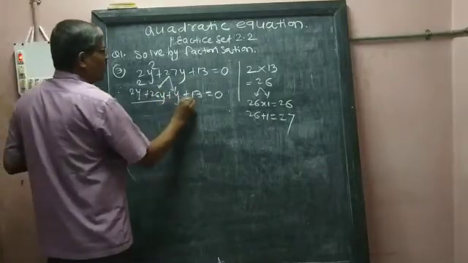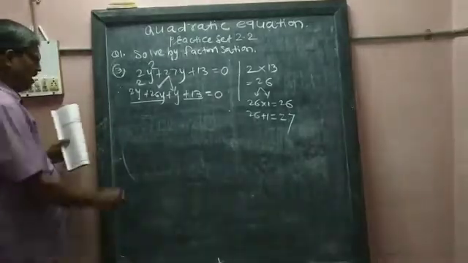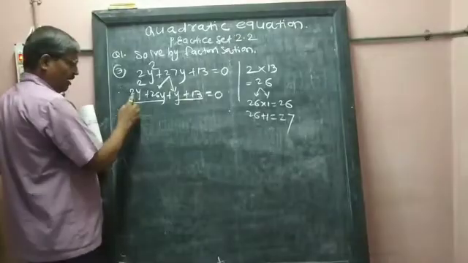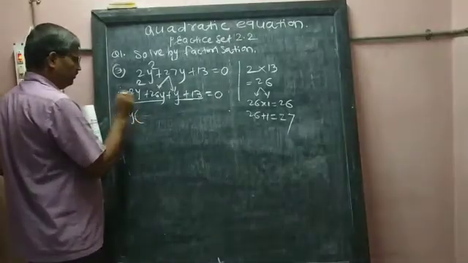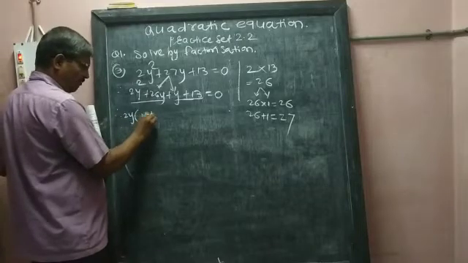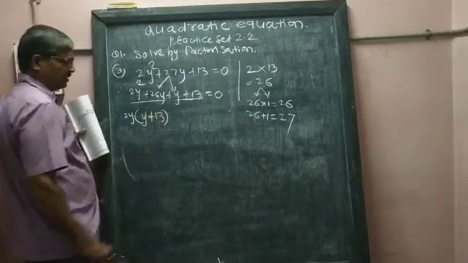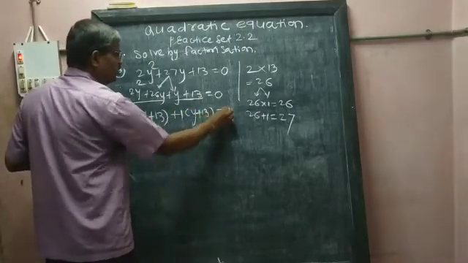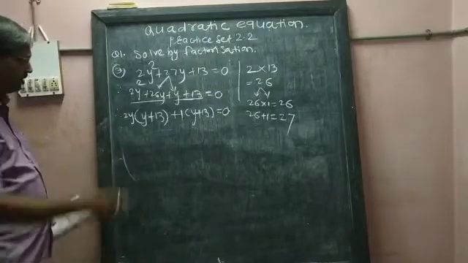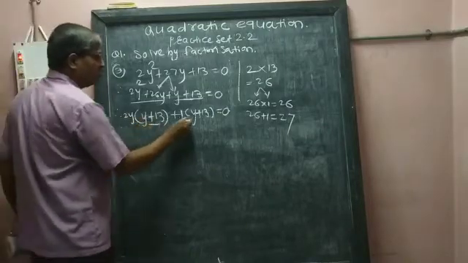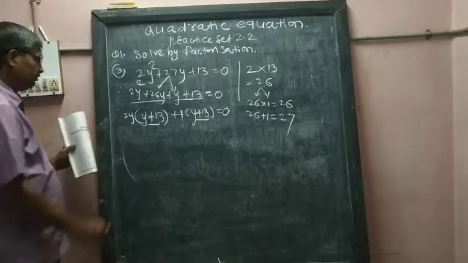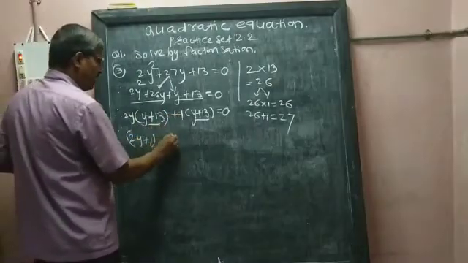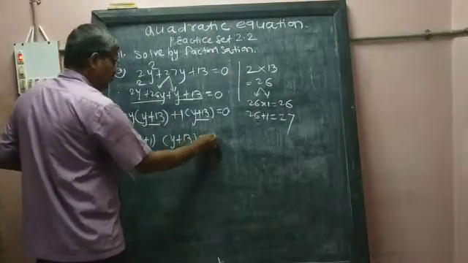Now make a group of these first two numbers. How will you make the group? First two numbers are one group, second two numbers are one group. Now I am going to take common 2y, then in the bracket y plus 13, and from this 1 is taken common, y plus 13 is equal to 0. I was telling you from the first question that what comes in the first bracket should come into the second bracket. Now 2y plus 1, and in another bracket y plus 13 is equal to 0.